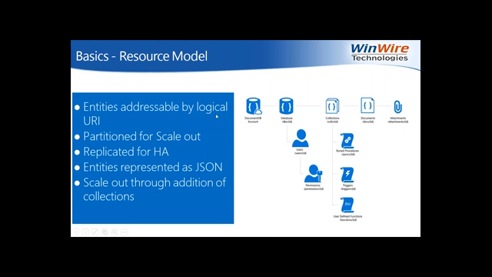Each entity is data that is stored in JSON. Entities can be addressable by a logical URI, and they are partitioned for scaling out, and replicated for high availability. Entities are represented as JSON. We can scale out through the addition of collections. So as and when the data increases in your collection, you can scale out to multiple collections, and that is how you scale up.